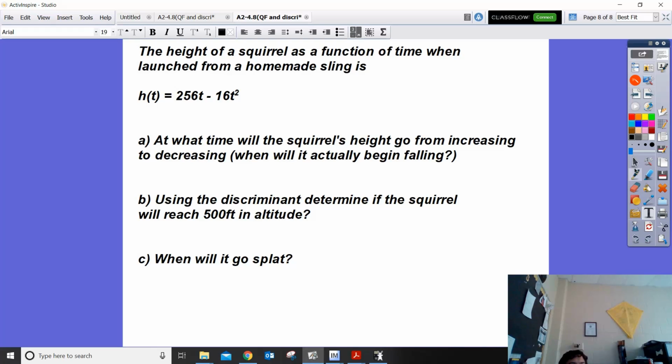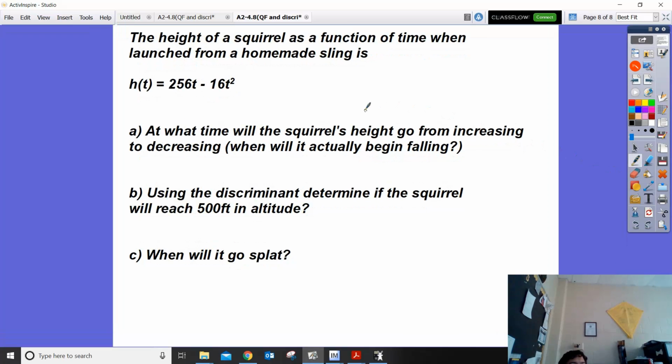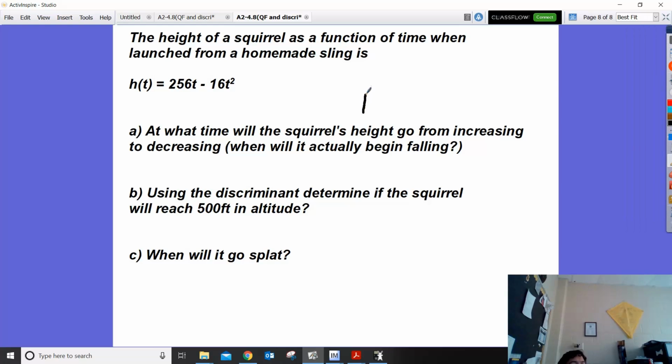And just think about the context of the question. You are launching a squirrel into the air. Will it keep going forever? No. Eventually, gravity will win and it will come back down to the ground. So how on earth do I figure out when the squirrel's height goes from increasing to decreasing? Where's that happen at? Vertex.